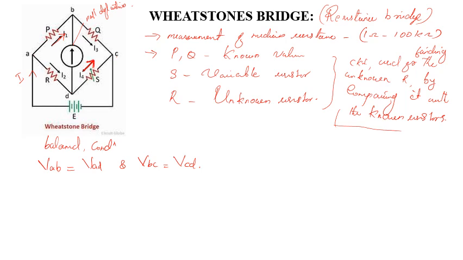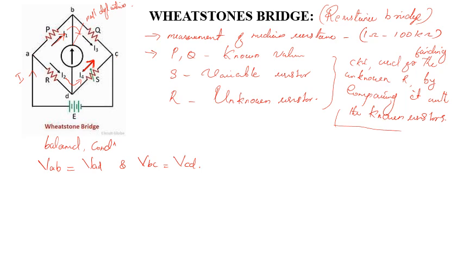So when the bridge is balanced, at that condition, no current will flow through the circuit B and D. This is the balanced condition. So that means at balanced condition, I1 will be equal to I3, and in the same way I can write I2 will be the same as I4.